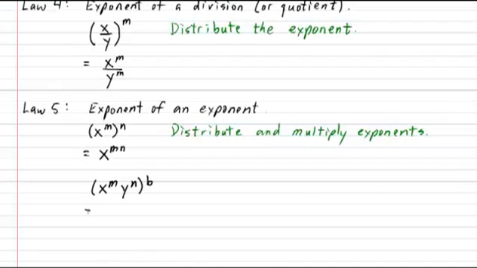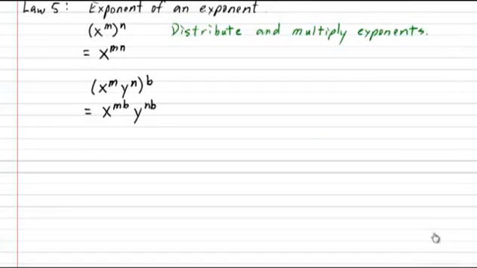Well, as the rule states, we have to distribute the exponent b to the x and to the y individually, while at the same time multiplying the exponents. So this will result in x to the power of m times b and y to the power of n times b. And that completes all the 5 laws that you first saw in grade 9 math.